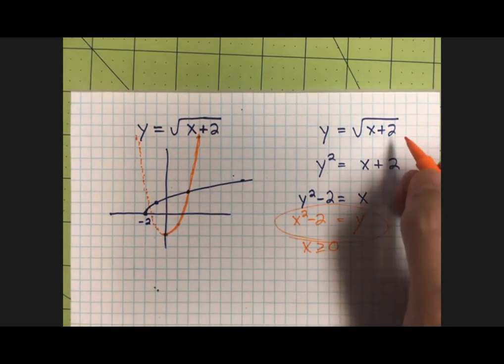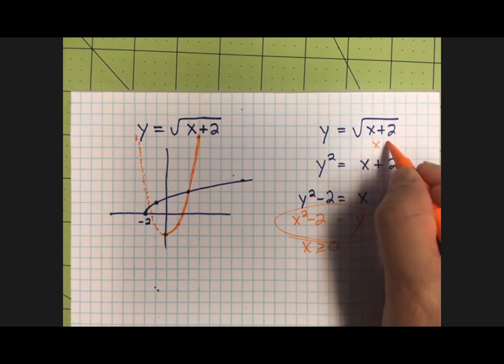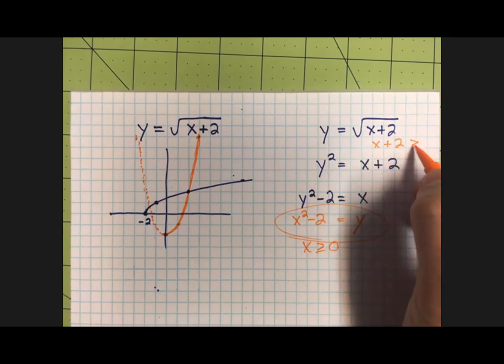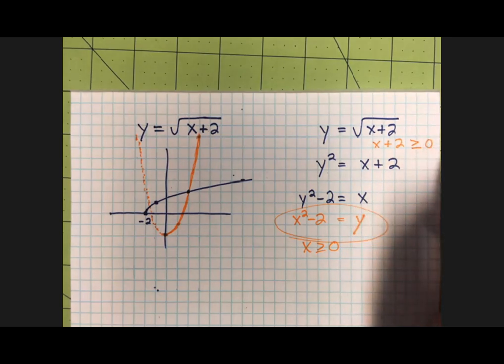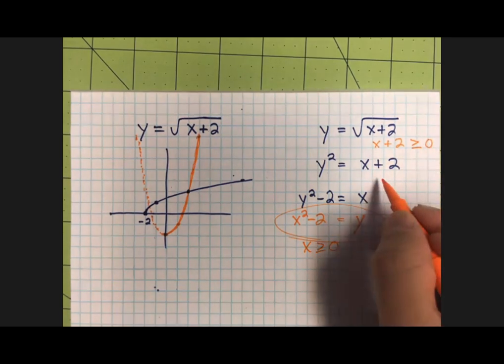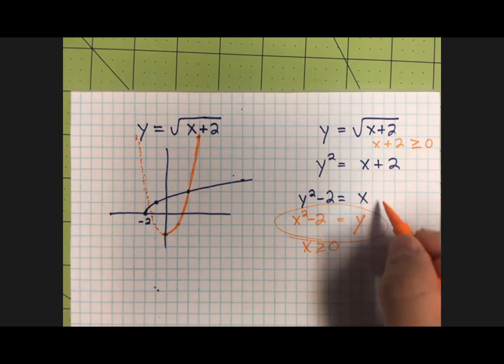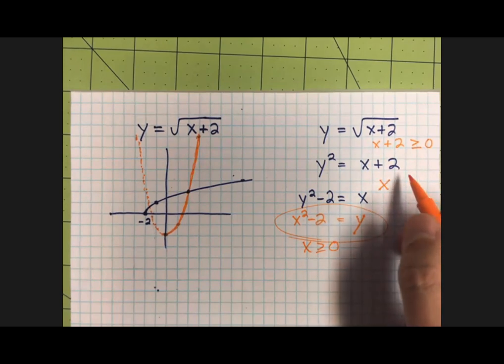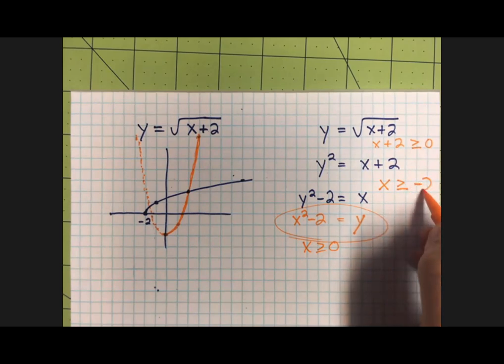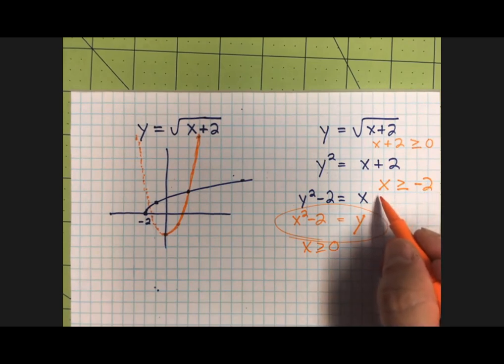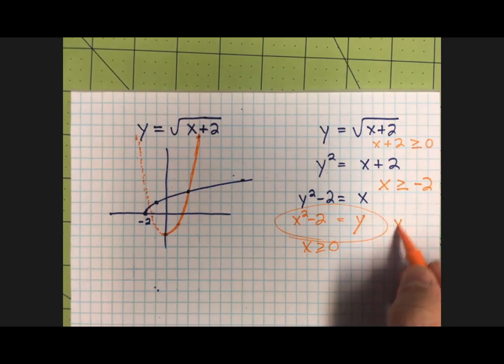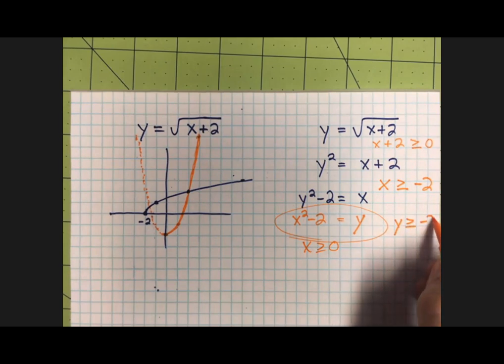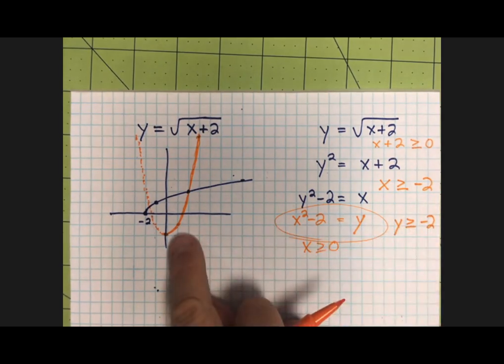So what do I have to think about right here? x plus 2, according to the rules, must be greater than or equal to 0. And if x plus 2 is greater than or equal to 0, then x itself better be greater than or equal to minus 2. And when I switch the x's and y's, that means y better be greater than or equal to minus 2. And you look at the orange parabola and you say, sure it is, no problem.